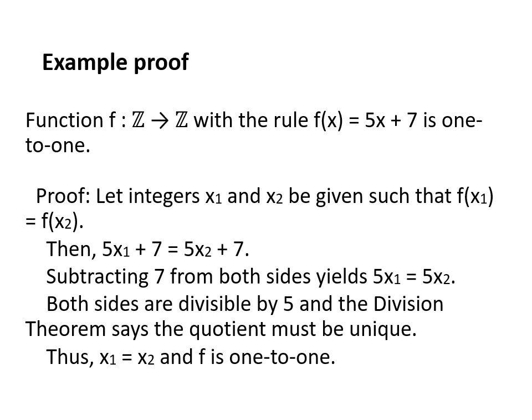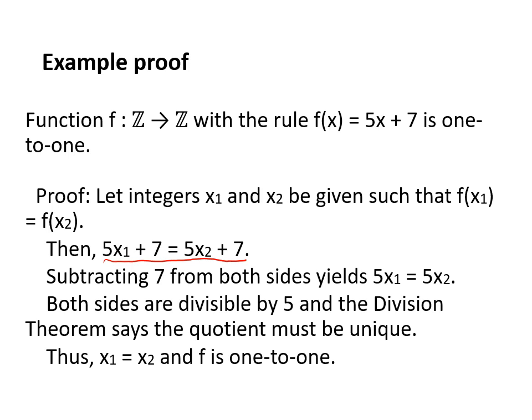So let's look at an example proof. Our proposition is that function f that maps integers to integers with the rule f of x is equal to 5x plus 7 is one-to-one. So let's do this proof. Let integers x1 and x2 be given such that f of x1 is equal to f of x2. So we follow the structure of the proof that we introduced in the previous slide. Okay, so if f of x1 is equal to f of x2, then we know that 5x1 plus 7 is equal to 5x2 plus 7.